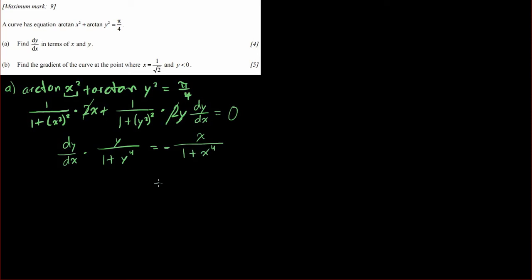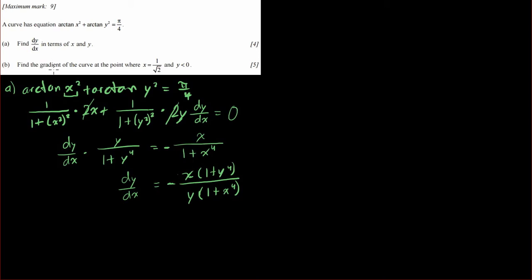Okay, and now we can just easily solve for dy over dx. Divide both sides by y and multiply by 1 plus y to the 4. And so we'll have x times 1 plus y to the 4 divided by y times 1 plus x to the 4. Okay, so now we have dy over dx in terms of x and y right here. So that's part A solved.